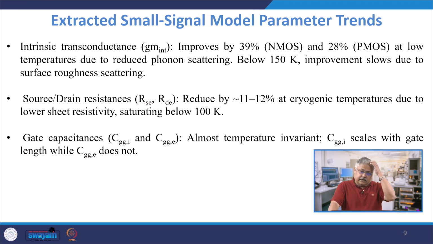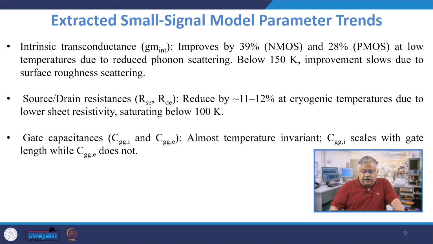What the experiments have shown is that the intrinsic transconductance improves by approximately 39% for NMOS and approximately 28% for PMOS at low temperatures. This is primarily because of reduced phonon scattering, because your temperatures have fallen so low that your phonon scattering limited mobilities have actually become much higher.